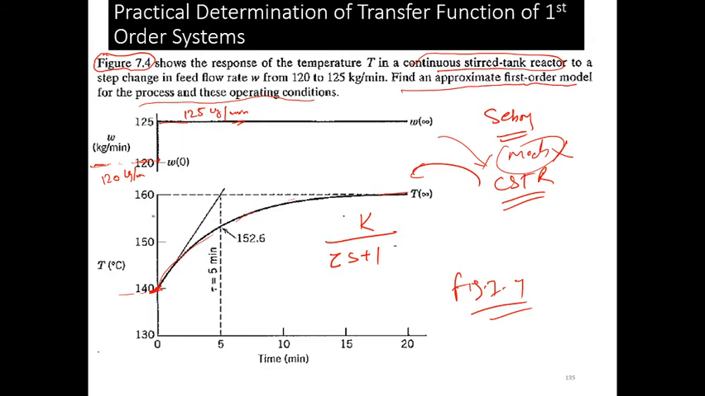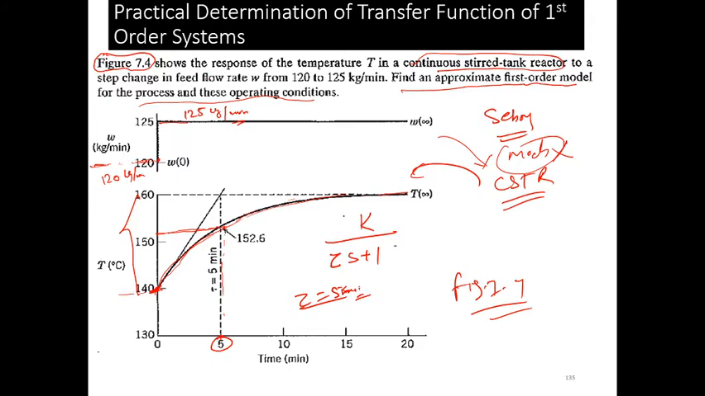Okay, so 140 to 160, and this is the 5 minute. So you can calculate the 63.2% of this change. Let's say this is 63.2% of change, and this time you can draw the line and you can calculate it. This time is 5 minutes. So your tau you have calculated, 5 minutes.